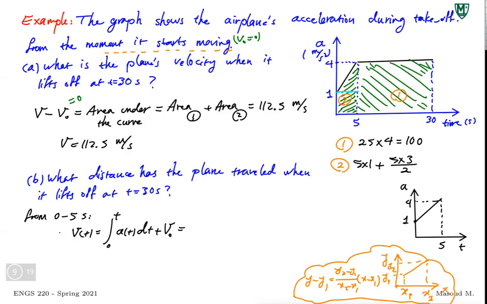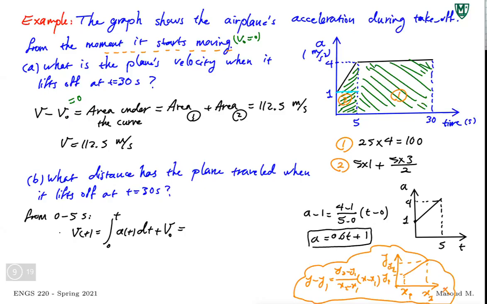And I'll do the same thing here. You can think about t and a as x and y. So this becomes a minus 1 is equal to 4 minus 1 over 5 minus 0 times t minus 0. So my equation, a of t, becomes 3/5, which is 0.6 t plus 1. This becomes my equation.